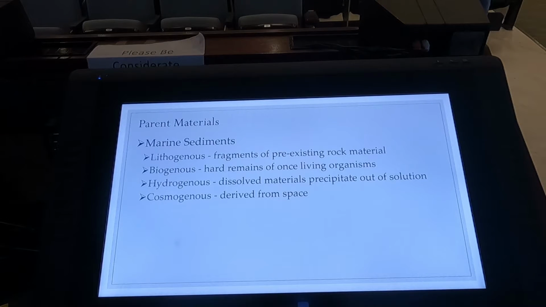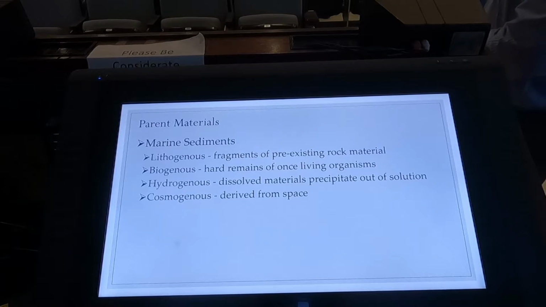Marine sediments, you probably won't deal too much with marine sediments, being in Tennessee. There are 4 different types, not that we would really need to know these, but it's good information to have. I was really surprised that cosmogenous is derived from, I know, right? That's kind of derived from space. But that would be something like a meteorite that maybe landed in the desert that broke and formed soil. But yeah, derived from space. Not a whole lot of that going on.